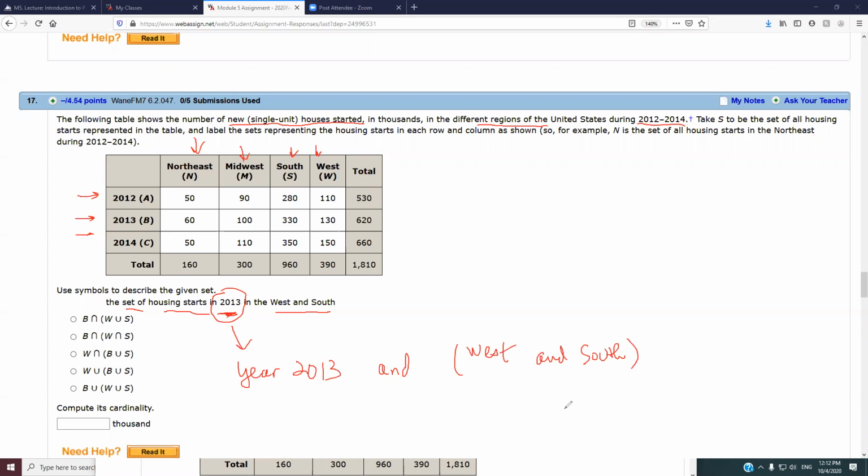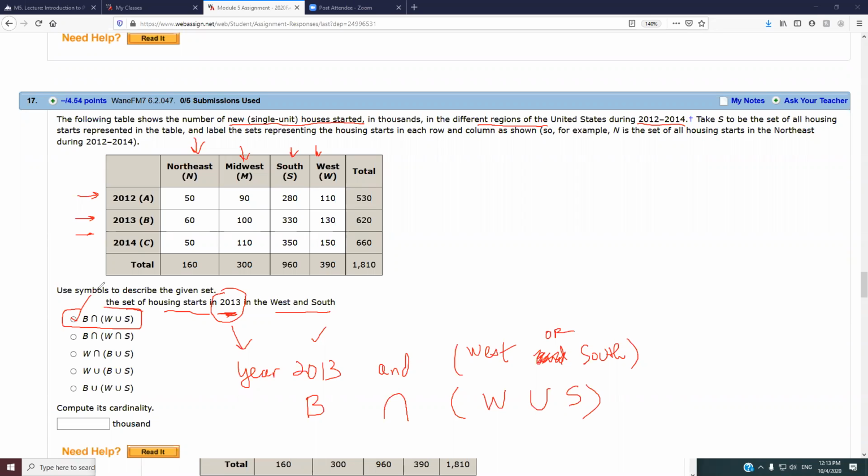Now, when they say West and South, they really don't mean the intersection there. I've got to be careful. They really mean the West or the South, right? Because a house can't be in the West and the South at the same time. They really mean they want it to be the year 2013, and it's either a housing start in the West or the South. All right, well, the year 2013 is B. I want that to intersect with the West or the South. That's W union S. So B intersect W union S. So it looks like it's this answer right here.